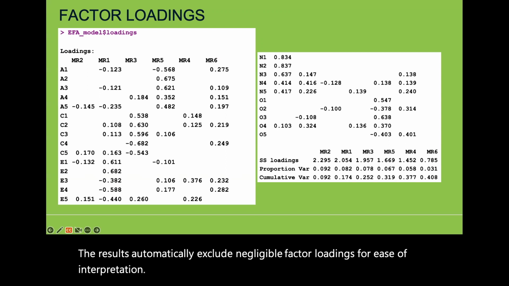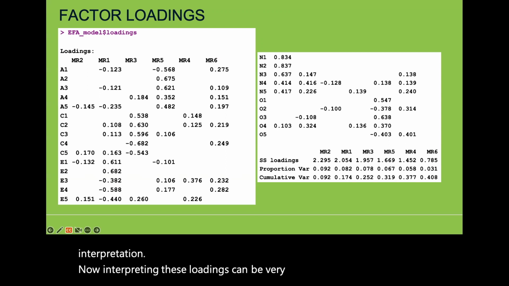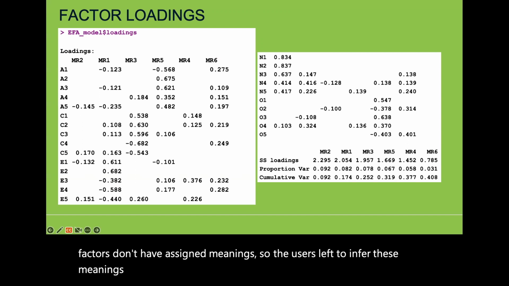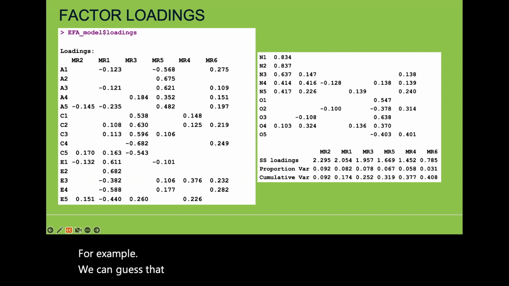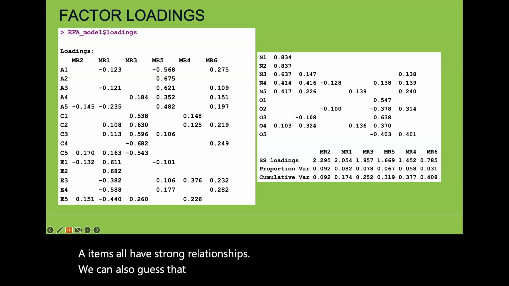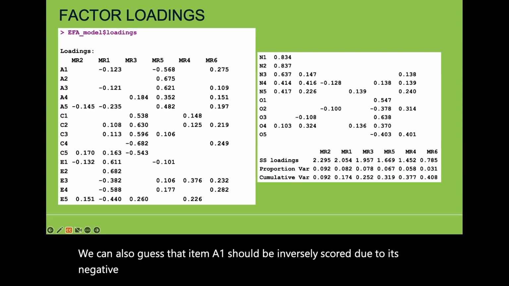Now, interpreting these loadings can be very challenging. Unlike a CFA, the factors don't have assigned meanings, so the user is left to infer these meanings based on the patterns of item loadings. For example, we can guess that factor MR5 is closely related to agreeableness since the A items all have strong relationships. We can also guess that item A1 should be inversely scored due to its negative relationship with the factor.